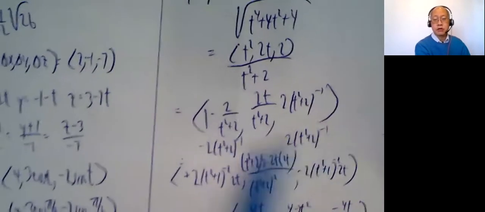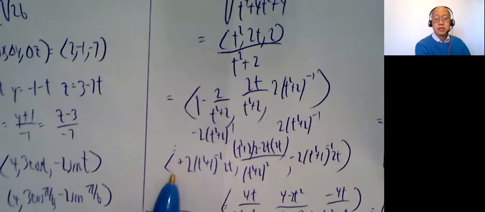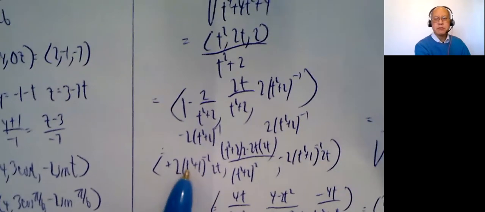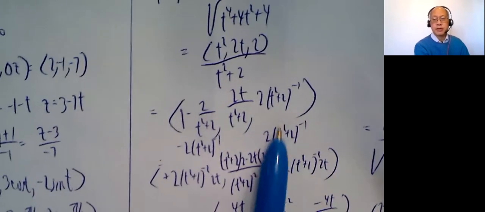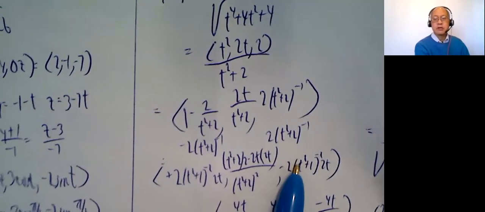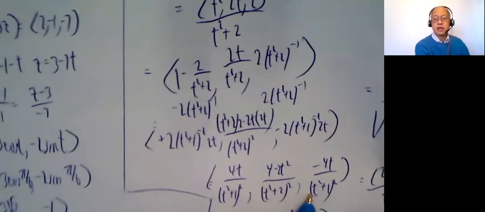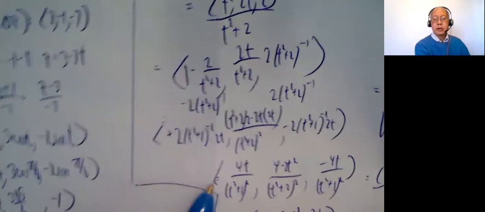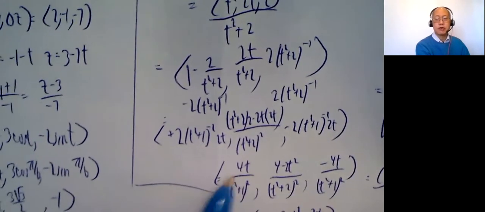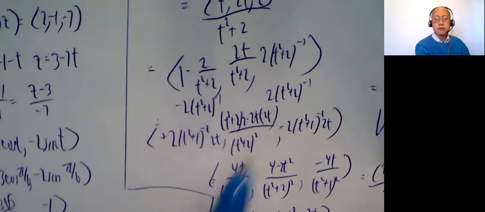So the derivatives here are opposites. Well, let's do this. The derivative of this is negative 2 times t squared plus 1 to the negative 2 times 2t, or negative 4t divided by t squared plus 1 squared. Okay, so since these are opposites, that makes this one 4t over t squared plus 1 squared.